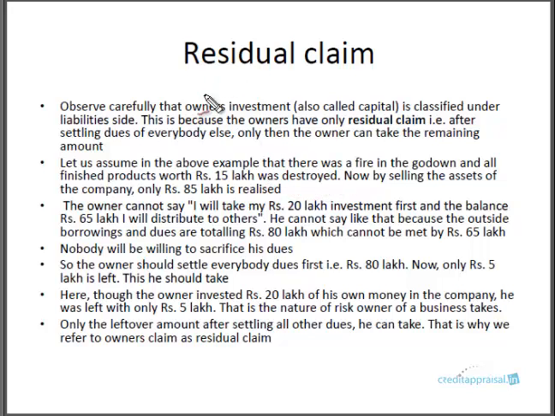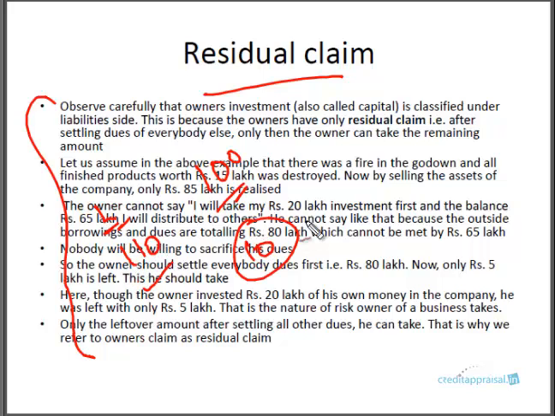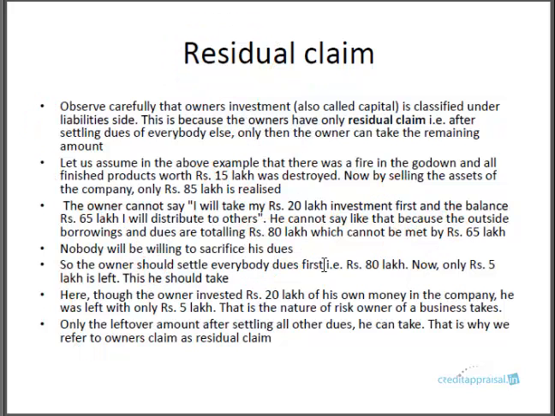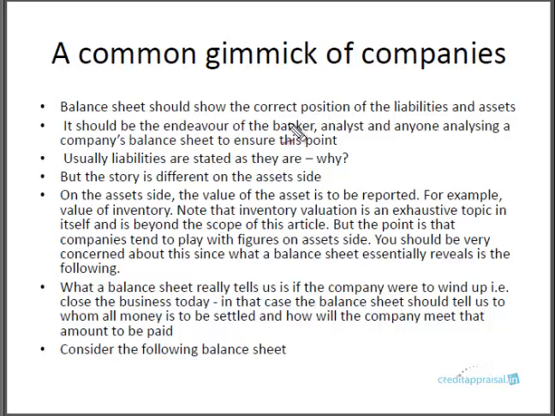So we also discussed the concept of residual claim, right? This is something which we already discussed. So if there is a shortfall, if the assets are 100 whereas the liabilities were 110, so there is a shortfall of 10 lakhs. This 10 lakhs loss has to be borne only by the owner. So whatever is left after settling the dues of all other outside parties will belong to the owner. The residual, whatever is left behind after settling dues of all other parties, will belong to the owner. So the owner's claim is known as the residual claim.